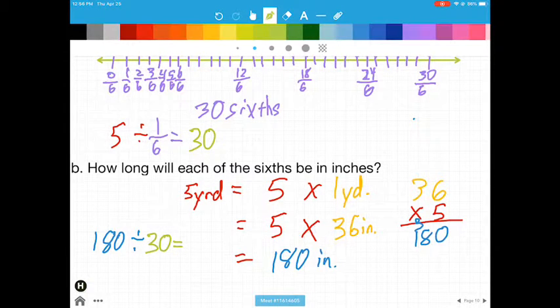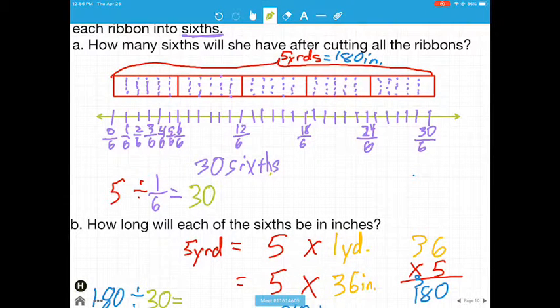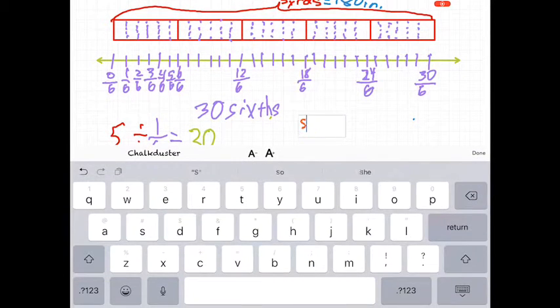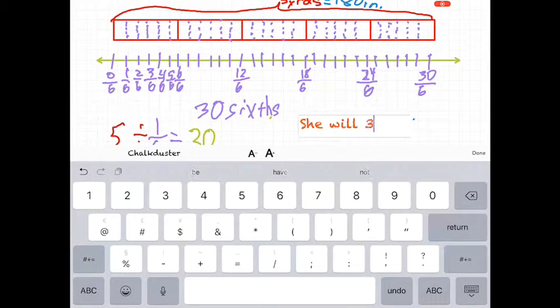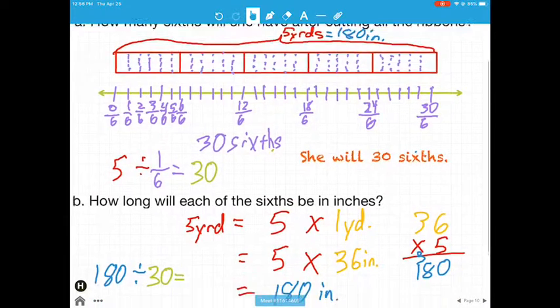Oh, I forgot to put a couple things here, so please bear with me. I need to write how many sixes she will have after cutting all the ribbons. She will have 30 sixes.